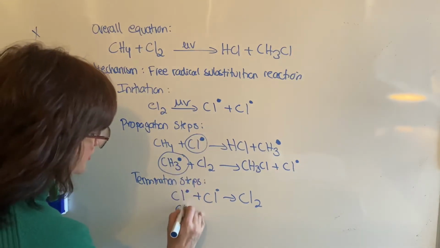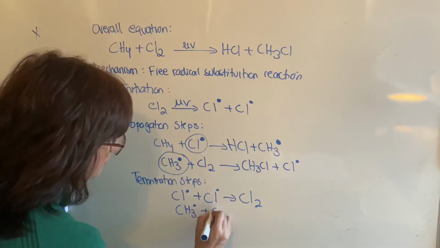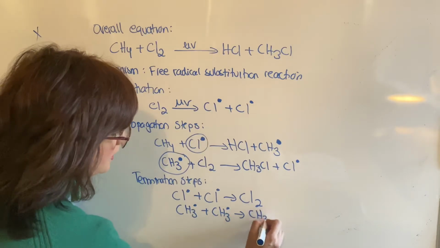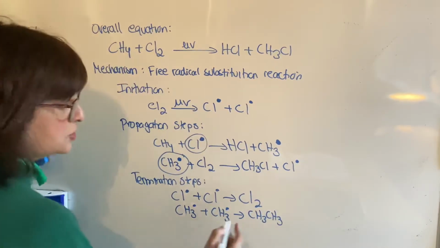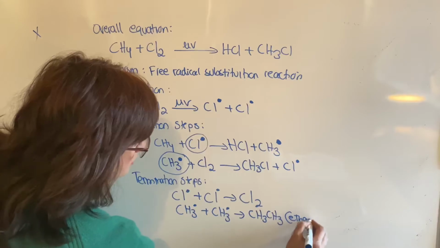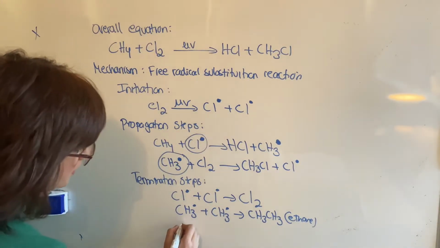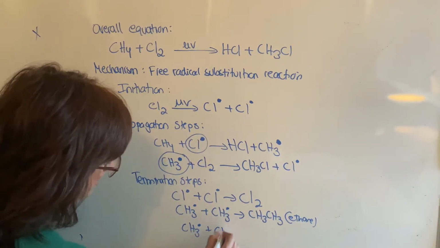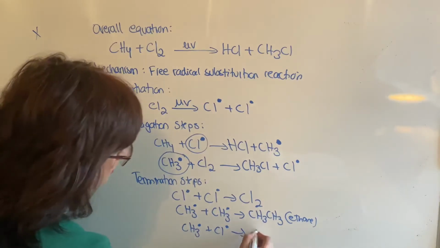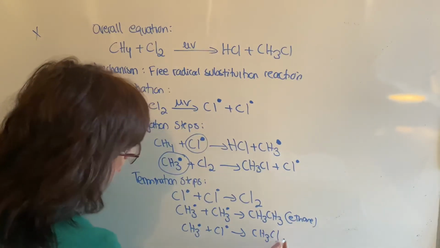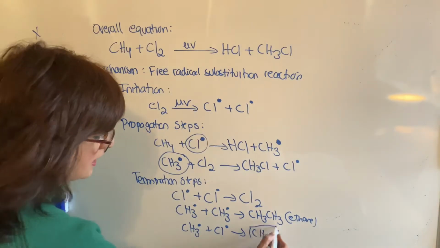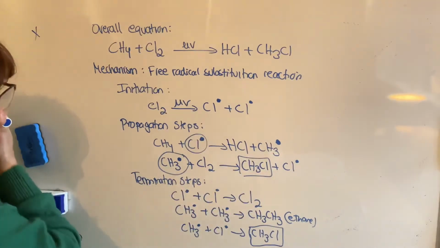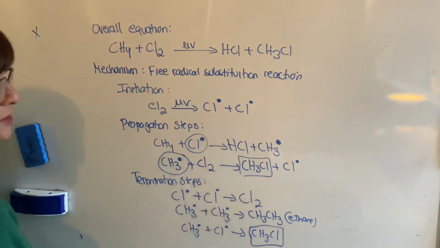Second, you can have the CH3 free radicals react together and form a bond, and ethane is formed. And on the 3rd one, you can have a CH3 free radical plus the Cl free radical, which gives you CH3Cl formed in the last step. This is the same haloalkane that is formed in the propagation step. That is the intention of this reaction.